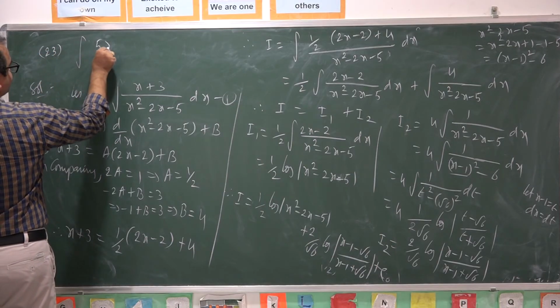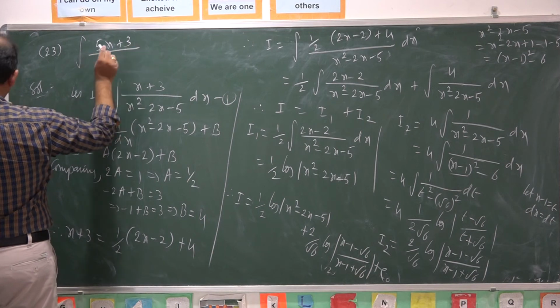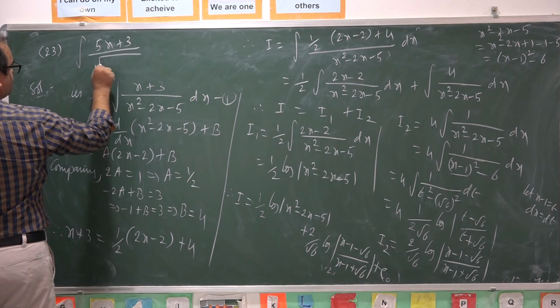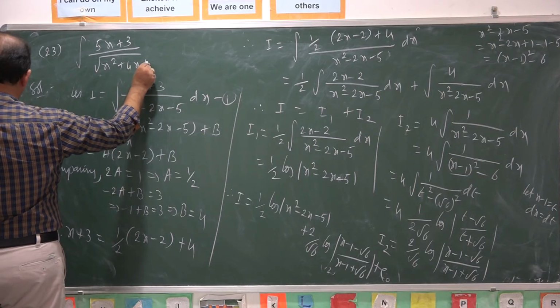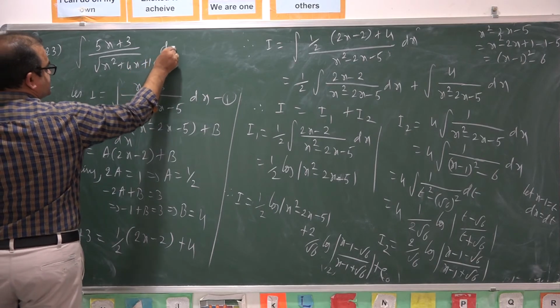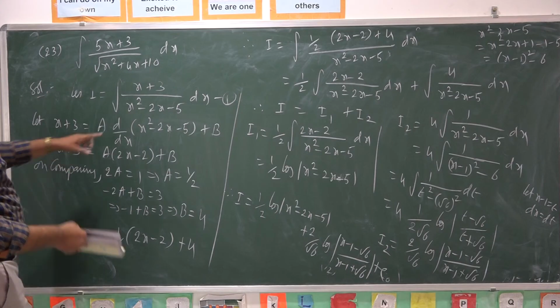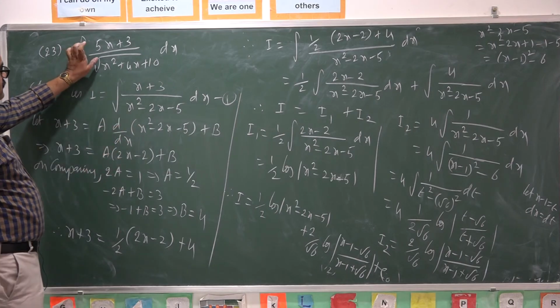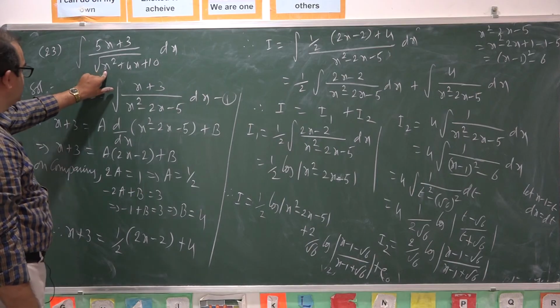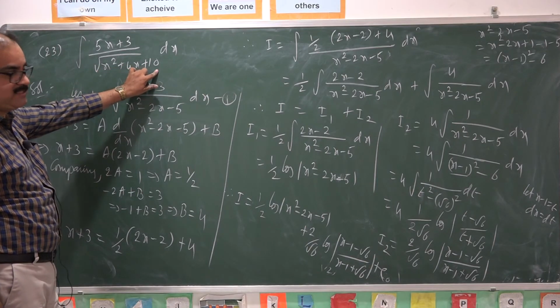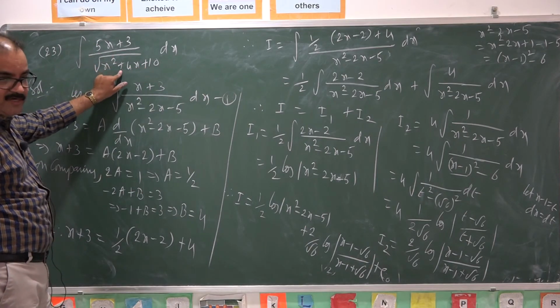Integral of (5x plus 3) by root of (x square plus 4x plus 10) into dx. This is also in the same model. Here, what is the linear form? 5x plus 3. What is the quadratic form? X square plus 4x plus 10. It is not the derivative of the quadratic form.